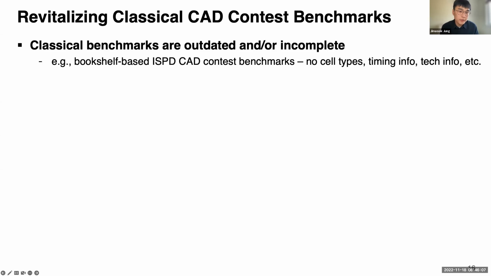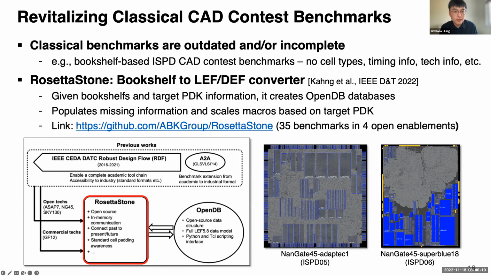So under DATC activities, we have supported the development of the Rosetta Stone tool, which is a Bookshelf to LEF/DEF converter. Given a Bookshelf-based benchmark and PDK information, the Rosetta Stone tool creates an OpenDB database, and then the tool populates the missing information, such as cell type and routing tracks. It also resizes the macro blocks properly based on the technology information. The GitHub link shown here provides 35 benchmarks in 4 open enablements. Users can create the full benchmark format using the Rosetta Stone tool based on the classical benchmarks, which are the ISPD or ICCAD Bookshelf-based formats.